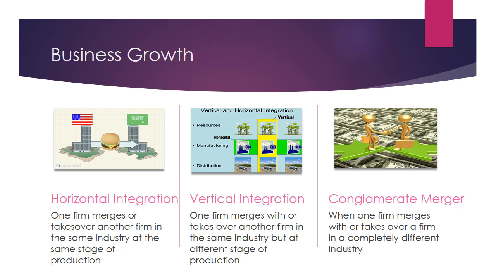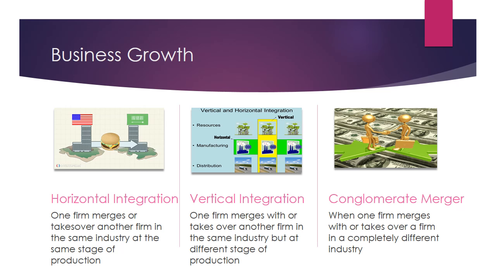So then you have vertical integration. Now, vertical integration is when one firm merges with or takes over another firm in the same industry. So bear in mind, both horizontal and vertical integration involve integrating with someone in the same industry. But here you have a different stage of production. So you could essentially, as a manufacturer, take over your retailer or merge with your supplier.